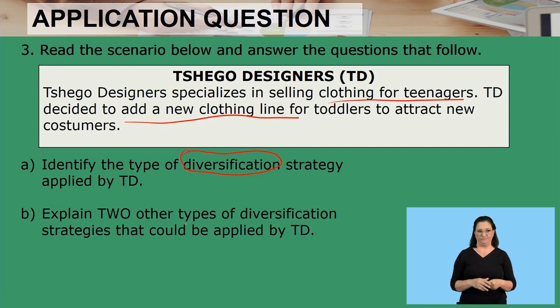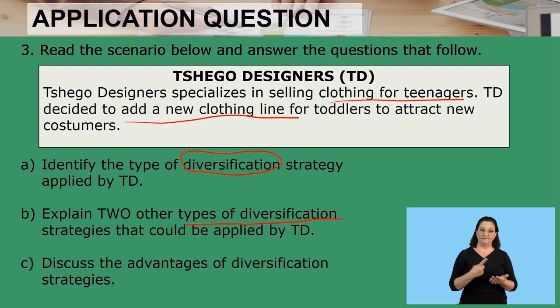Explain two other types of diversification strategy that could be applied by TD. The last question says, discuss the advantages of diversification strategies. Again, just a reminder, only diversification and intensive strategies have advantages. Integration strategy and defensive strategies do not have advantages. Intensive strategy and diversification strategy are the only two business strategies that have advantages. So those are the three questions.